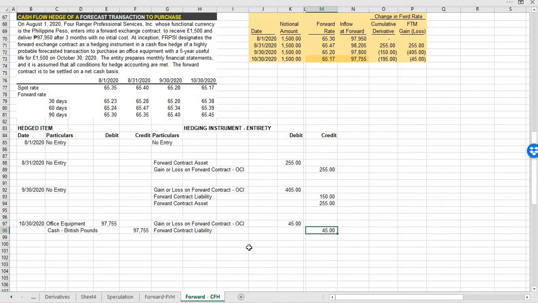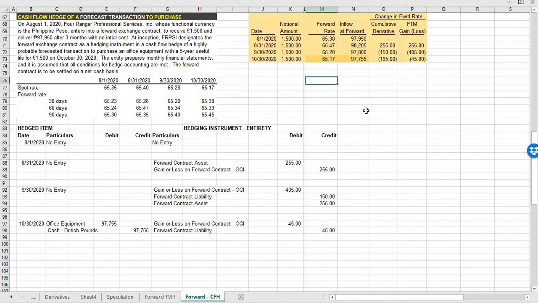So, ngayon, syempre, date of settlement to, kailangan natin itong isettle. So, paano natin isettle? Ito ay net cash basis. Ibig sabihin, walang magiging actual delivery. So, kung tayo rito ay forward contract to purchase 1,500 British pounds, hindi tayo makaka-receive talaga ng 1,500 British pounds kasi nga walang actual delivery. Ang magiging settlement natin is yung difference between the inflow and the outflow.